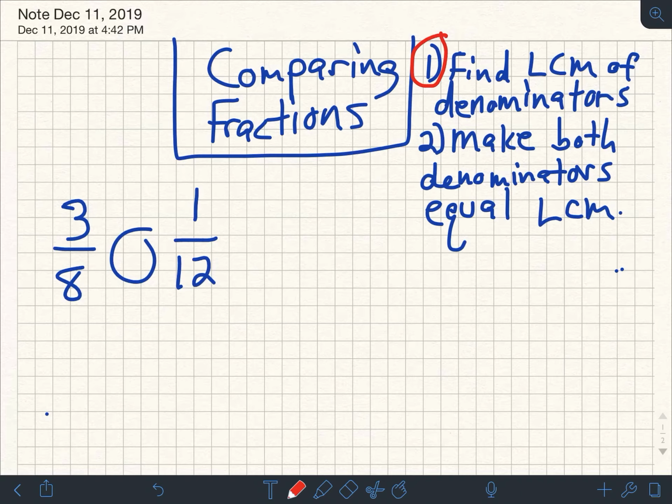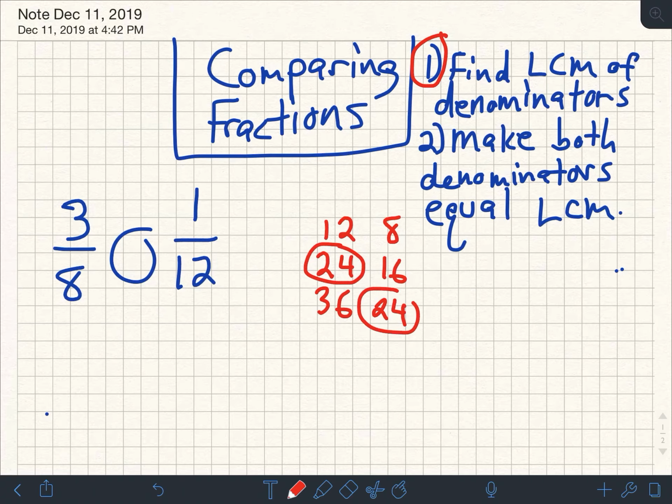So the first thing I'm going to do is find the multiples of the bigger denominator, 12. So we have 12, 24, 36, and I already know I'm done with multiples. I've written enough. So now I'll do multiples of 8. We have 8, 16, 24. Oh, and I have 24 in this list and 24 in this list.